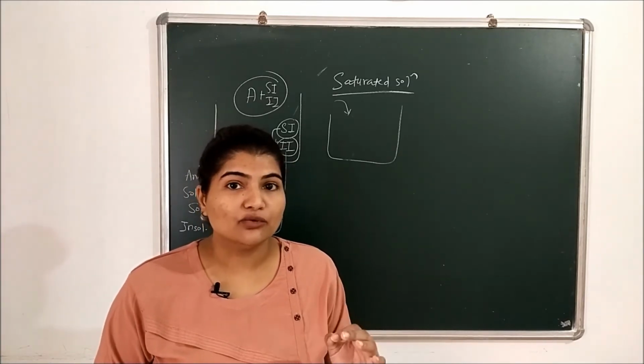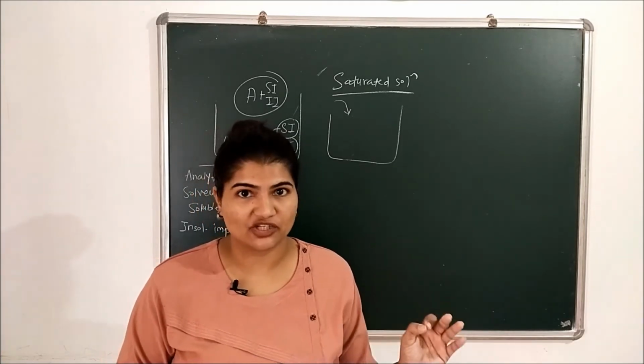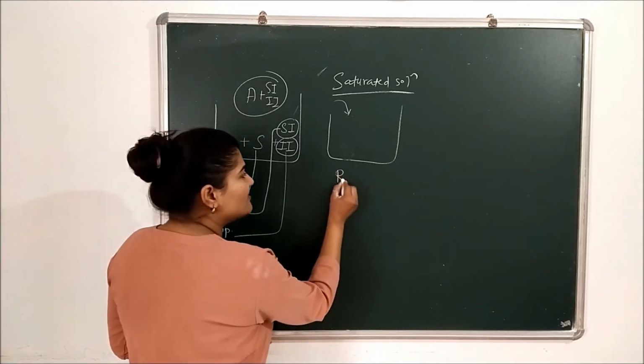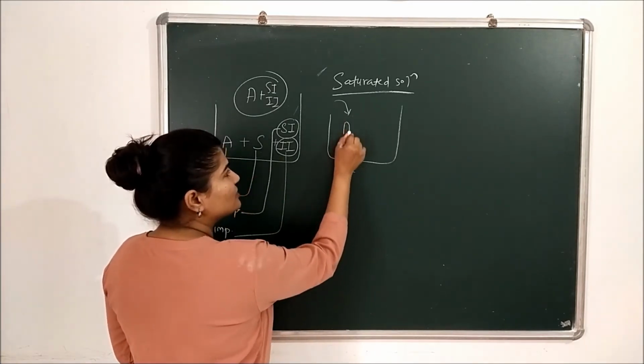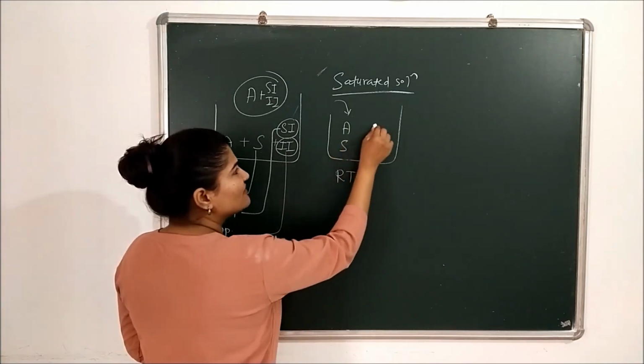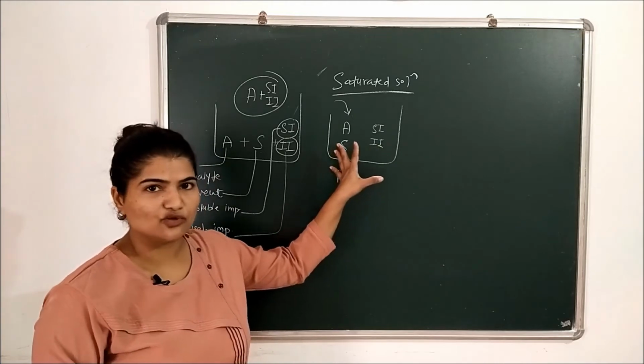Okay, now here you remember one thing, saturation is completely dependent on temperature. Okay, I'll show you how. So at room temperature, whatever amount of analyte was possible is dissolved in the solvent along with the soluble impurities and insoluble impurities. Now this is what the solution contains.